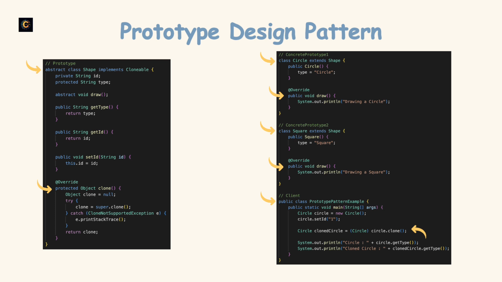This pattern is useful whenever creating a new object is costly or complex. By cloning an existing object, we can create new instances quickly and efficiently.